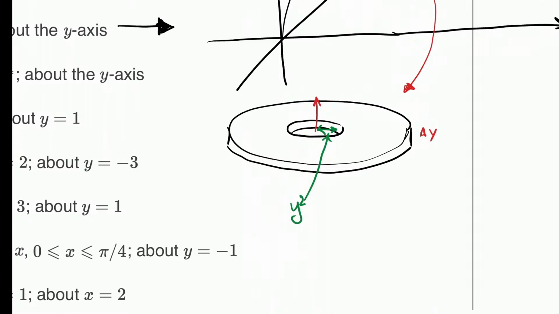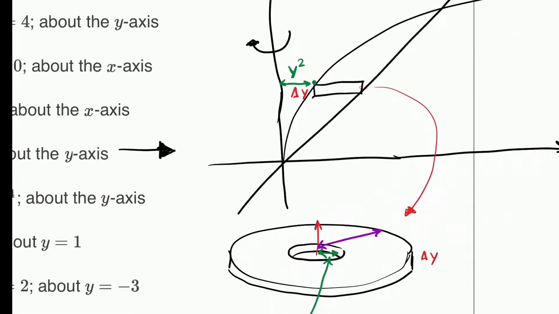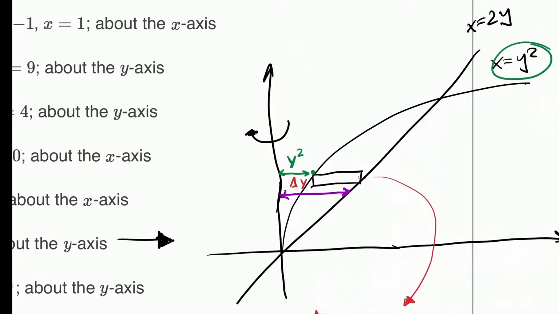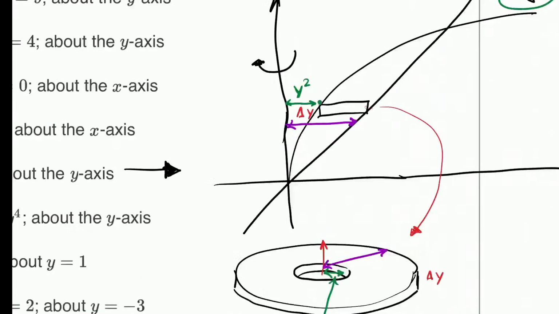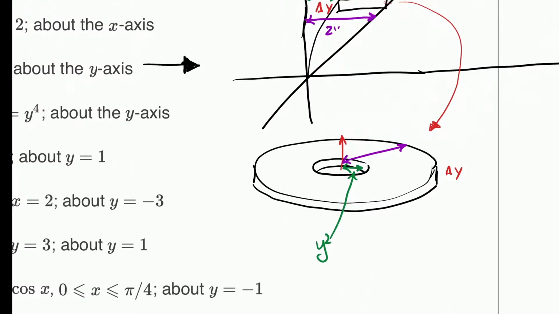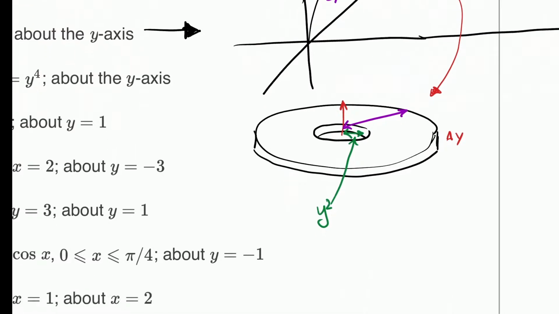I'll change colors. So this distance from the center to that is this distance here. And once again, I need to write this in terms of y. So I have x is equal to 2y. So that's going to be 2y there. And on here, this is 2y.